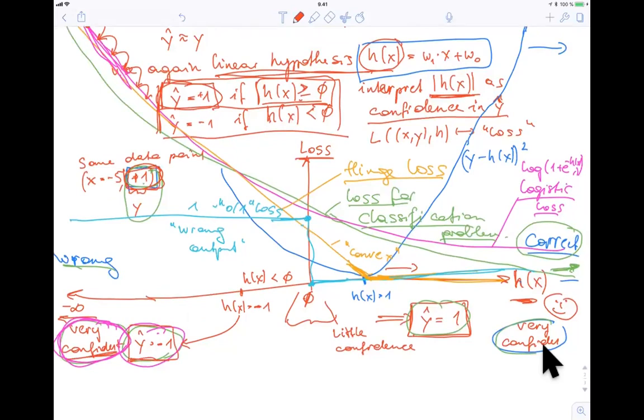If you don't know something, then you should make it clear. And a hypothesis makes it clear if the absolute value is near zero. But you should not be very confident in something wrong. So if the output were very negative, like minus 10 to the power of 6, then we would be very confident in our classification, y hat equal to minus 1. And this classification is wrong. So we would be very confident in a wrong classification. This is what we want to punish by all means.